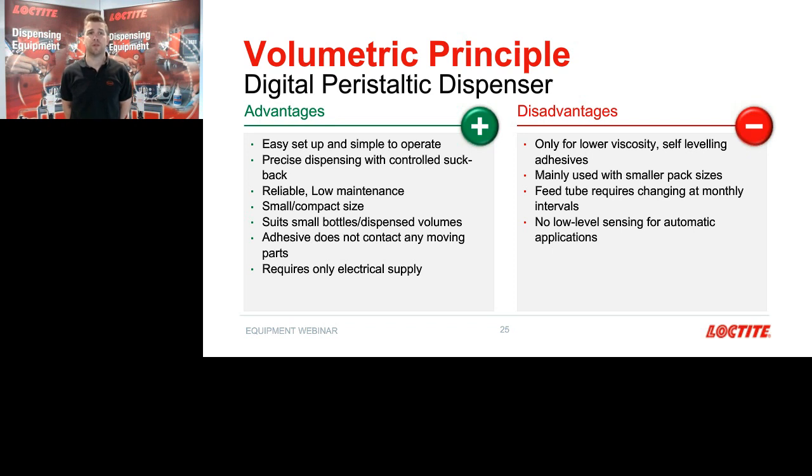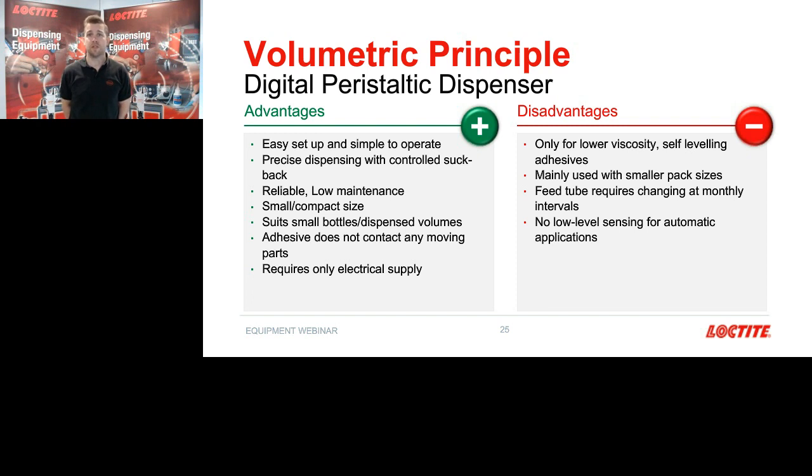So the unit's very good at precise dispensing, small drop dispensing, small line dispensing. And we have a controlled suckback on this unit also. So in a similar fashion to the syringe dispenser, on this unit we're able to reverse the direction of the motor. So after we've dispensed forwards, we reverse the motor and we draw material back up the tube and up the nozzle just by a couple of millimetres, and that just allows for a nice clean cut-off and no dripping.